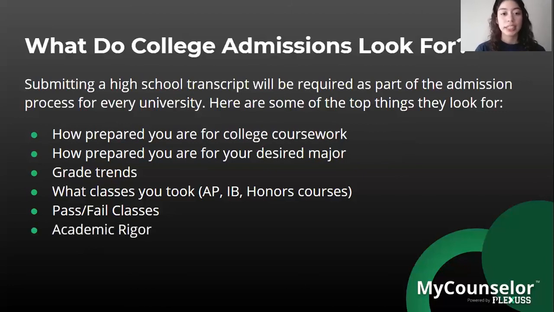Academic rigor. In your transcript, you are able to see all of the classes you took, the challenging classes that you took, and college admission representatives love looking at that. And finally, your behavioral record, or disciplinary record. College admission representatives also like looking at how you have behaved throughout your years at high school.